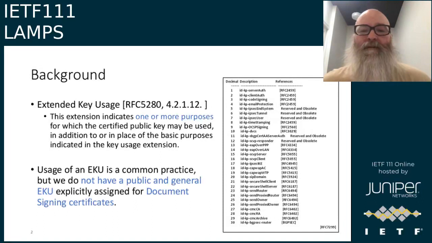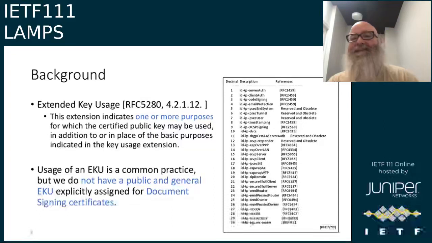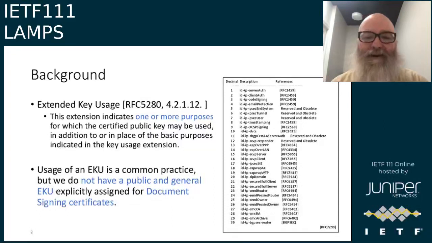So some background here. There's the extended key usage extension, which is defined in 5280, which allows the extension to indicate one or more purposes for which the certified public key can be used. And you'll see on the right, there's a whole bunch of them. They've been defined over time in various RFCs, and they're used all over the place. They were probably used a little bit more at the beginning than later, but they are out there. There are general purpose ones for signing of emails and other things, but there's not one specifically for signing documents per se.